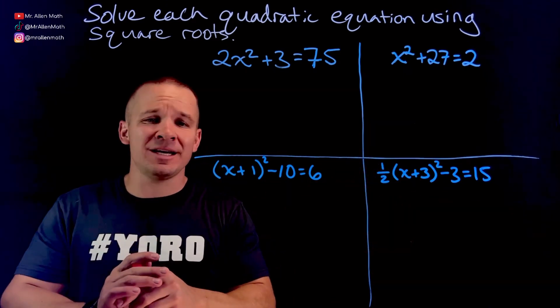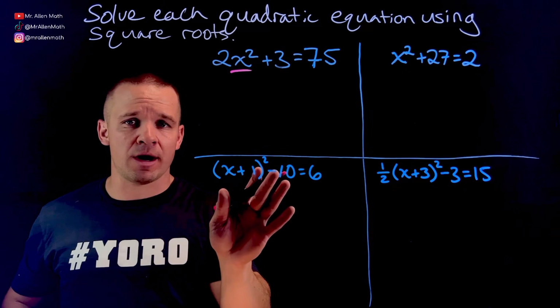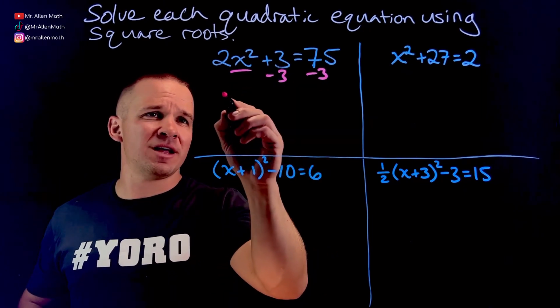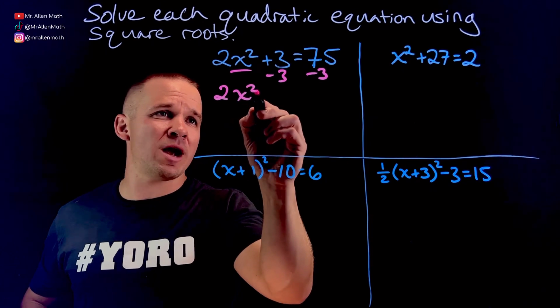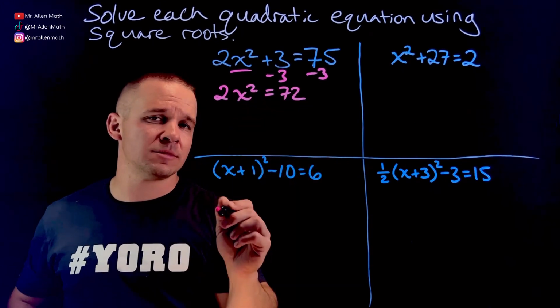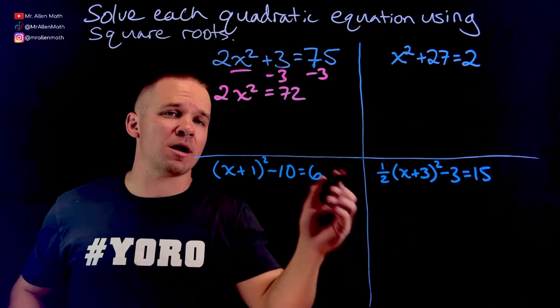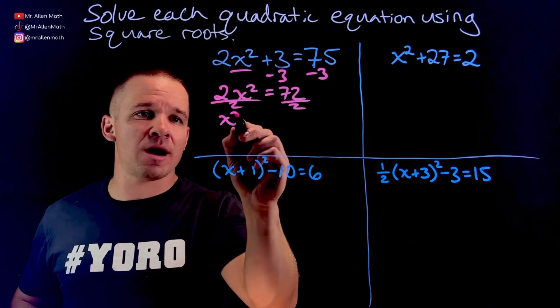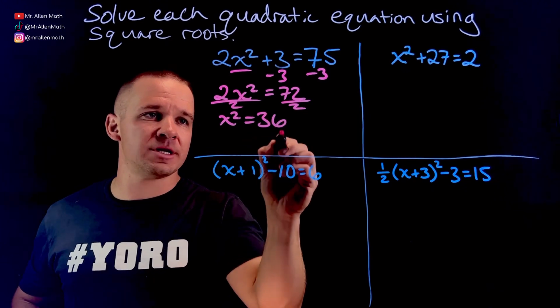So I need to isolate just that x squared, okay? To do so, I'm going to subtract 3 first. So I'm going to get myself, let's see here, 2x squared equals 72. How do I get rid of that 2 in front of the x squared? I'm going to divide both sides by 2. And I get x squared equals 36.